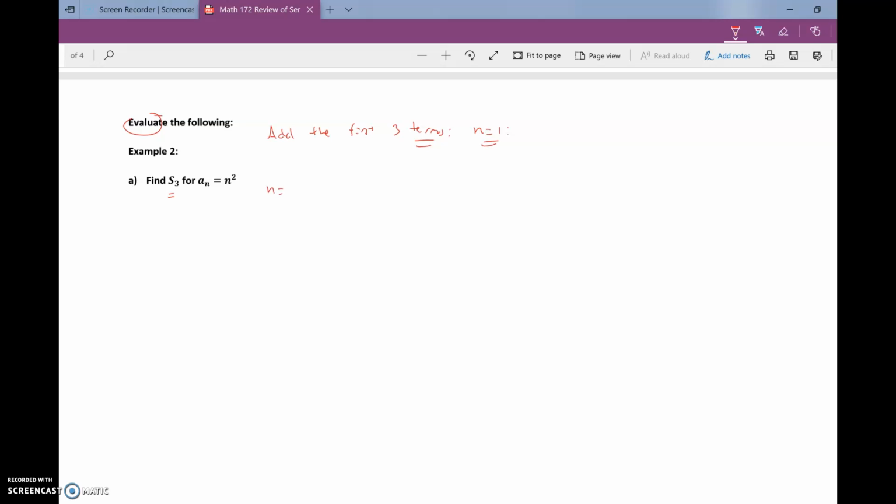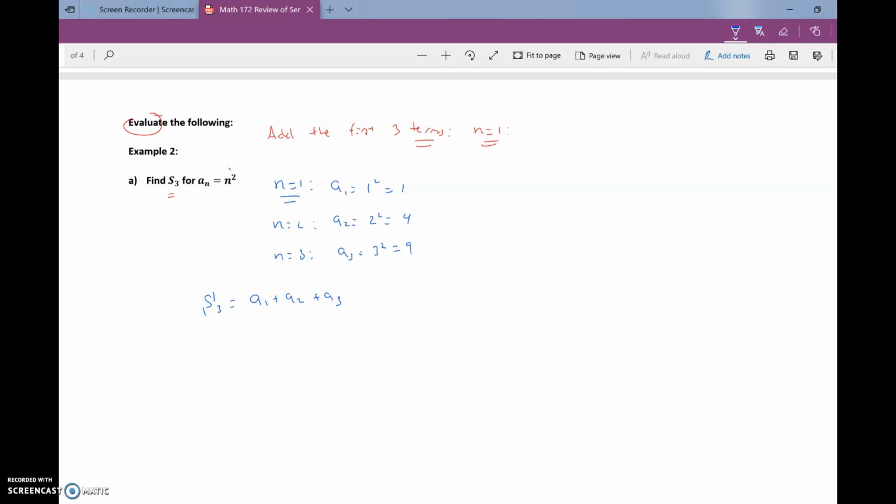So in this case, for n is equal to 1, which is our base value, a sub 1 is equal to technically 1 squared, which is 1. Then n is equal to 2 represents a sub 2, or 2 to the second, which is 4. And then n is equal to 3, a sub 3, this is 3 to the second, which is 9. So S of 3 represents the sum of a1 plus a2 plus a3.